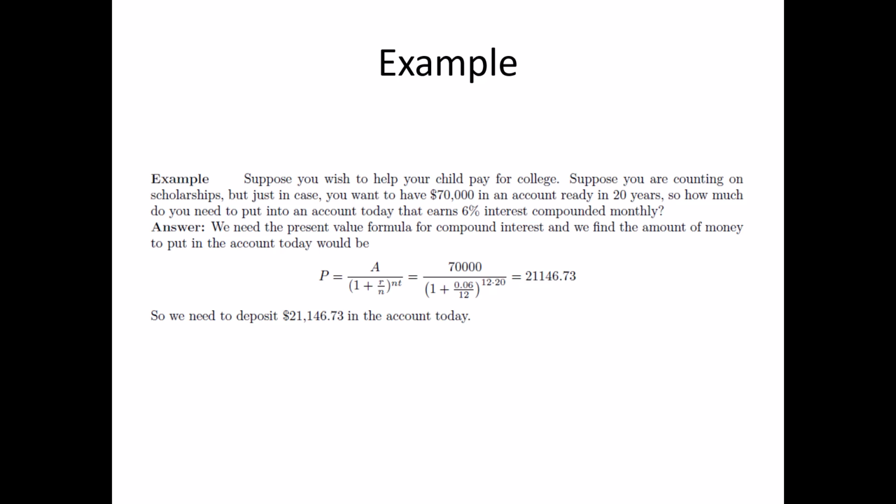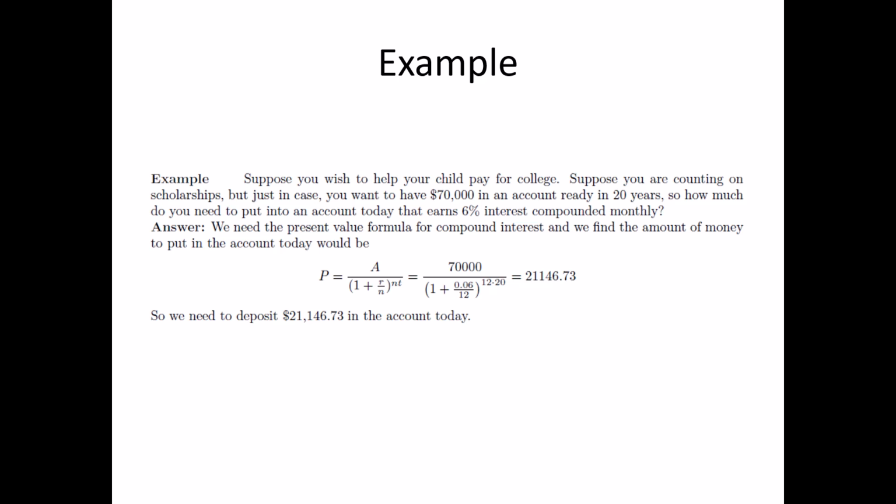So here's an example. Suppose you wish to help your child pay for college. Suppose you are counting on scholarships, but just in case, you want to have $70,000 in an account ready in 20 years. So how much would you need to put into an account today that earns 6% interest compounded monthly? In this case, we're going to use the present value formula. And the key to this is it literally asks in the question, how much do you need to put in the account today? Today is present, so that's why we use the present value formula.